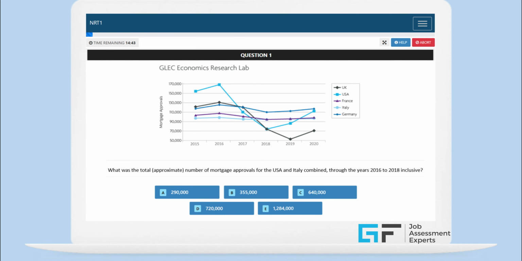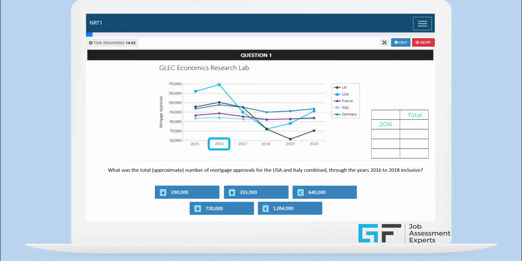Question 1. This is a classic numerical reasoning type question. We are asked to find the total number of mortgage approvals for the USA and Italy combined between 2016 and 2018. As you can see, we have a graph which shows the differing rates of mortgage approvals across 5 countries between 2015 and 2020. Let's begin with 2016.